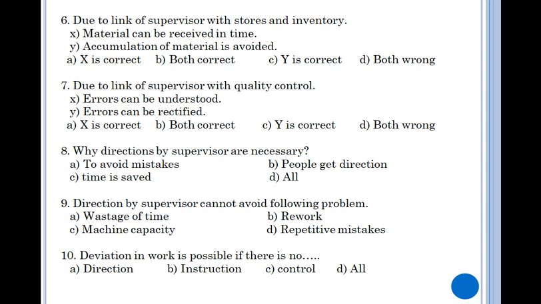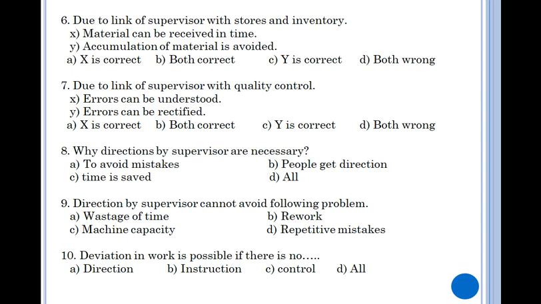Next, question number 8: why are directions by the supervisor necessary? A, to avoid mistakes, B, people get direction, C, time is saved, and D, all. Direction by the supervisor can avoid mistakes, time will be saved, and the subordinates or workers will get the direction. So option D is correct, that is all options are correct.